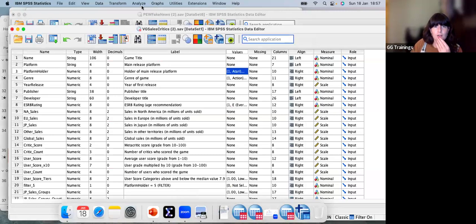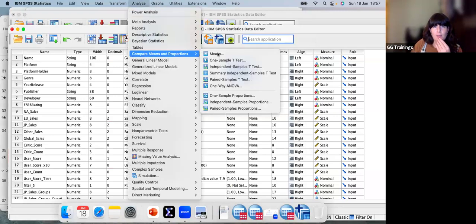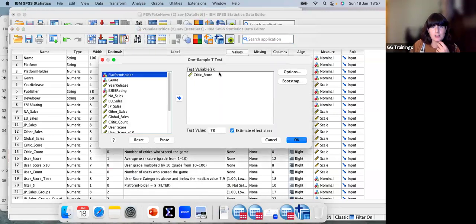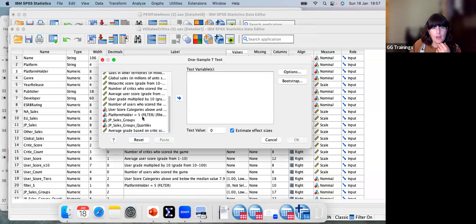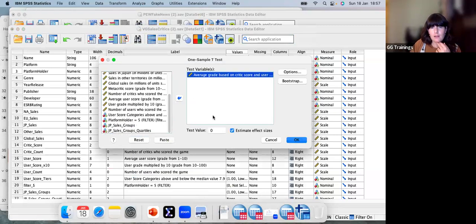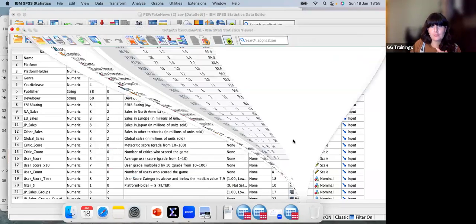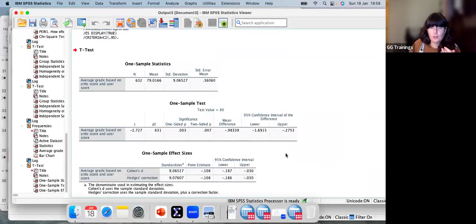To run, go Analyze, Compare Means and Proportions, One-Sample T-Test, not critic score. Let's reset this. We choose our average grade, and for our test value, we put in 80. And your output should look like this.